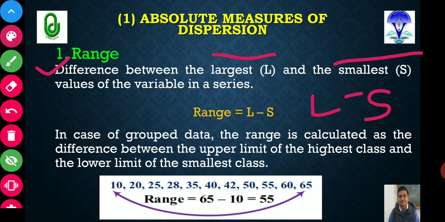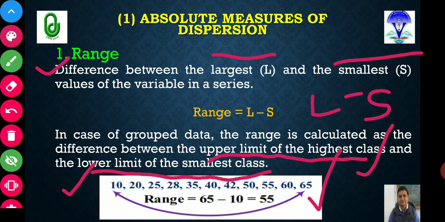Suppose you have grouped data. How will you find the range? The range will be the upper limit of the highest class minus the lower limit of the smallest class. Whatever value you get, that is called the range. Here in a simple non-grouped data, you can see the data arranged in ascending order from 10 to 65, and the range will be the maximum value minus the minimum value, that is 65 minus 10 is equal to 55. So, this is about the range.